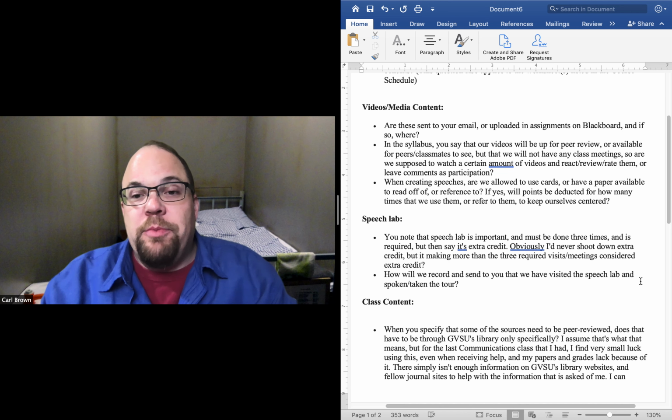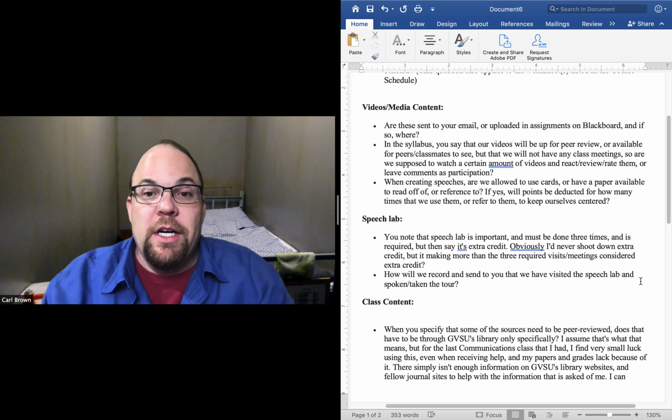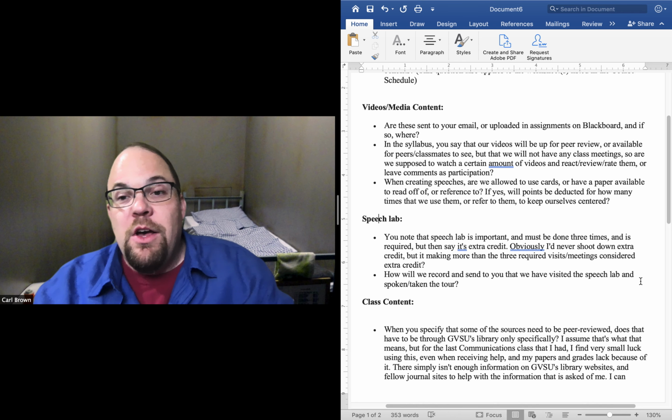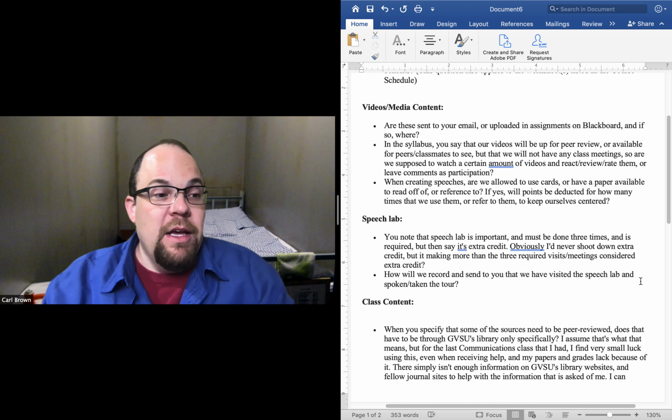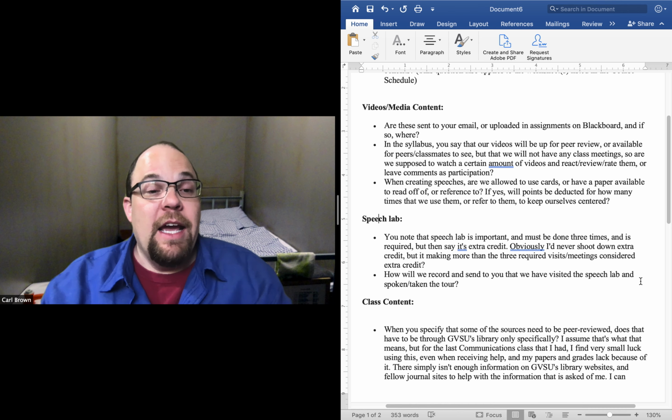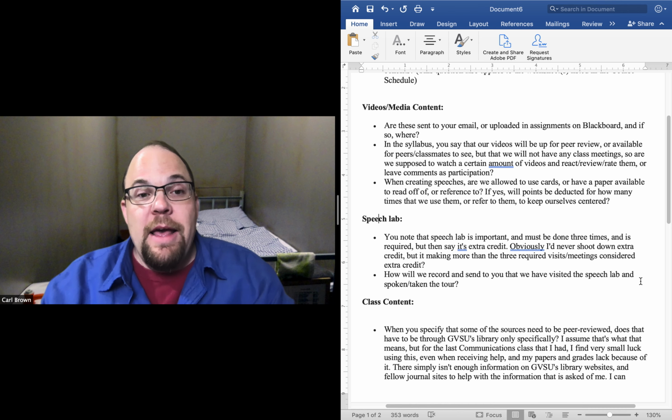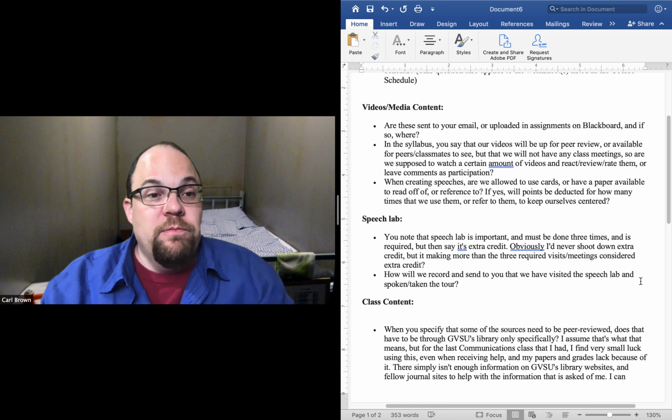Next, when creating speeches, are we allowed to use cards or have a paper available to read off of or reference? If yes, will points be deducted for how many times we use them or refer to them to keep ourselves centered? That is an excellent, excellent question. So, first part of that, yes, you can have notes with you.